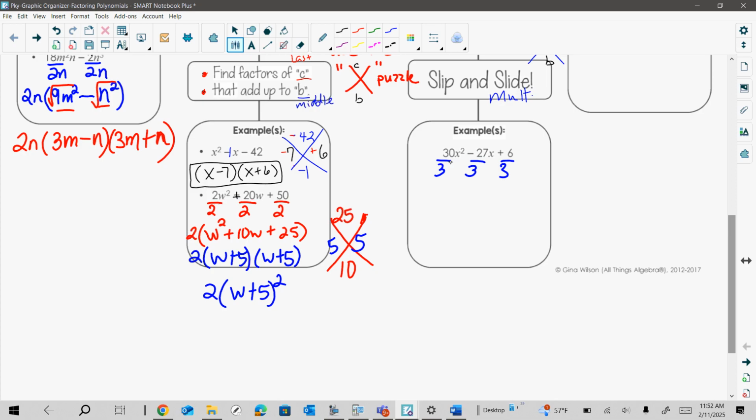So the 3 is outside the parentheses, leaving you with 10x squared minus 9x plus 2.